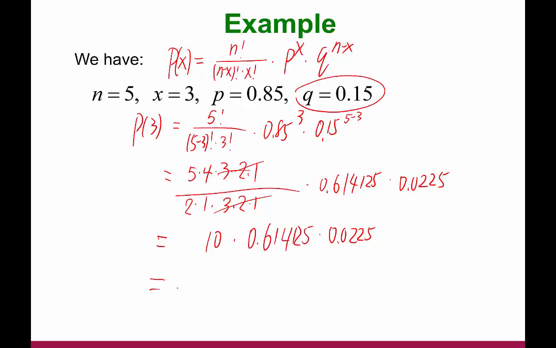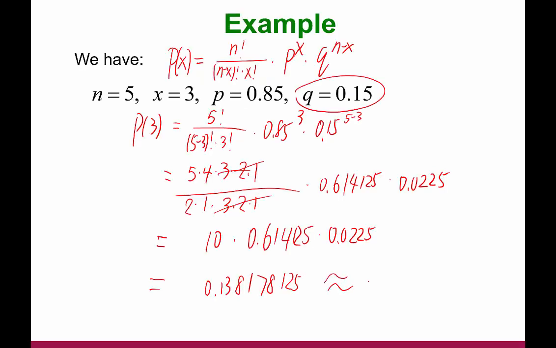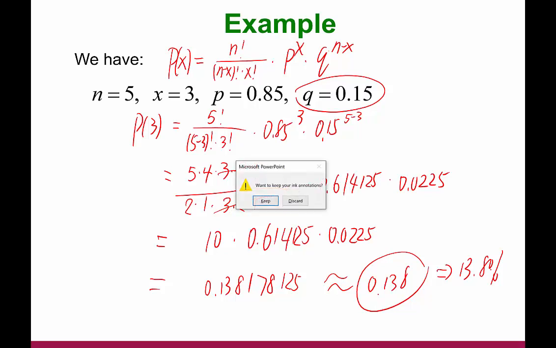Okay, we can easily do this in Excel. So that will be 0.13817 8125. Typically we round it to 3 decimal places. This is approximately 0.138. So with 13.8% chance, we're going to have 3 out of 5 adults who know Twitter.